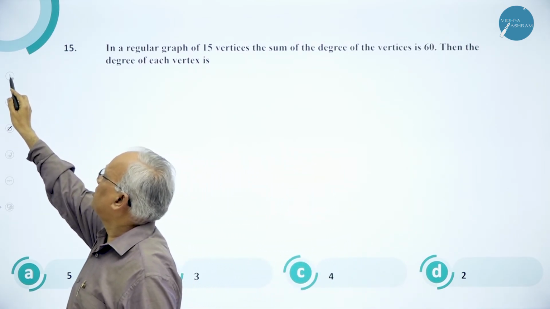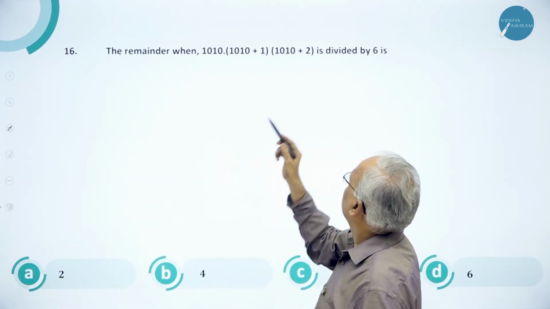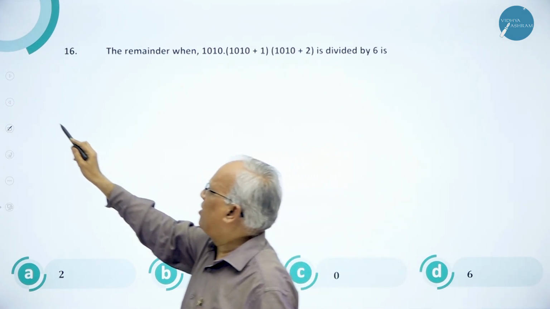This is not in the syllabus. You can skip this question. The remainder when this is divided by 6, divisibility also not there.